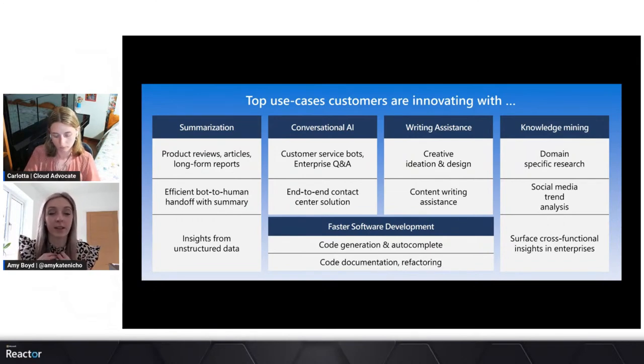Two things I personally want to highlight, which I found the most impressive when looking at this from historically to now, are the writing assistance category and fast software development. The writing assistance, this idea of creative ideation, design, human-like language, is for me what I see as some of the big differences going on here. Summarization, we've technically been able to do that previously. The quality of this is incredibly good, right? So we have moved on. However, something like content writing assistance is something that I found incredibly impressive. Same with code generation, autocomplete, writing documentation for the code you've written, or refactoring, for example, which is just such a great application for some of these things. So do take a look into some of those use cases.